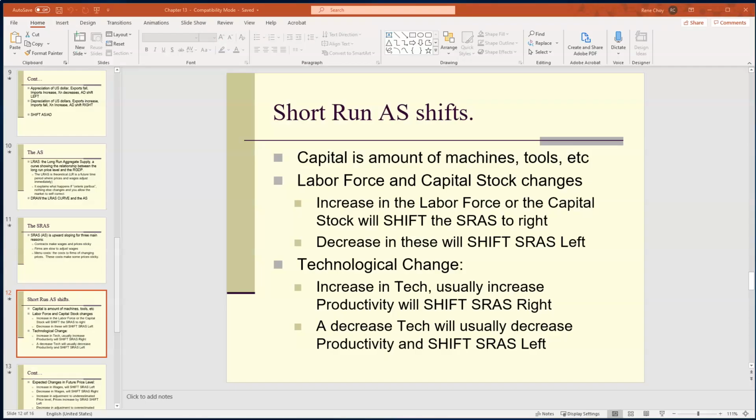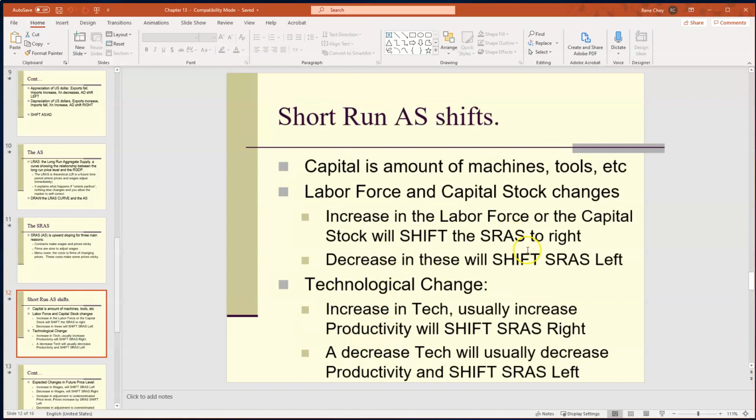All right, so let's go over that list of shifts. Changes in the labor force and capital stock can change the aggregate supply. An increase in the labor force or in capital stock will shift the short-run aggregate supply to the right. A decrease in those will make a shift to the left. An increase in the level of technology makes you more efficient, so it increases productivity and the short-run aggregate supply shifts to the right. A decrease in technology will make it shift to the left.